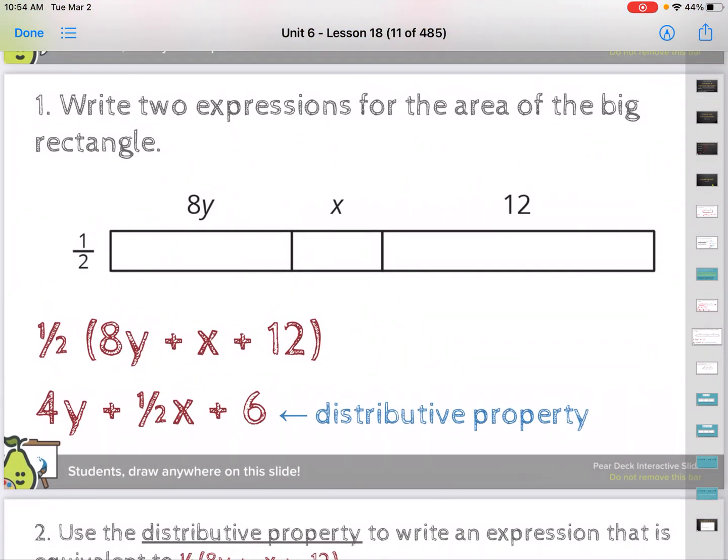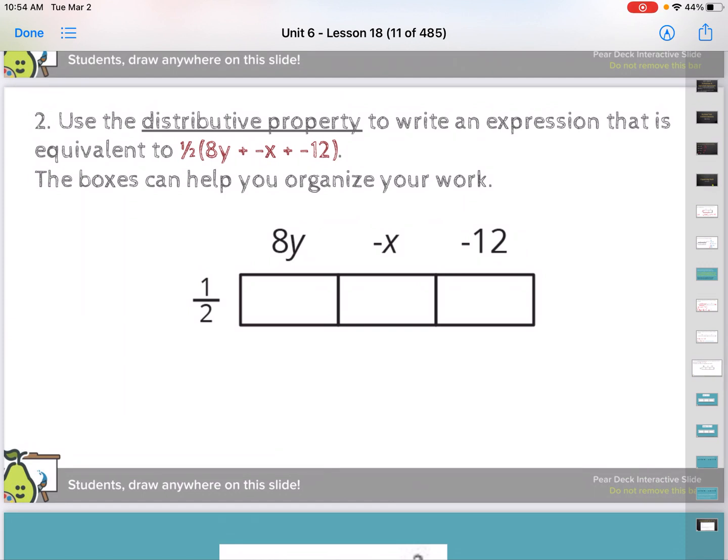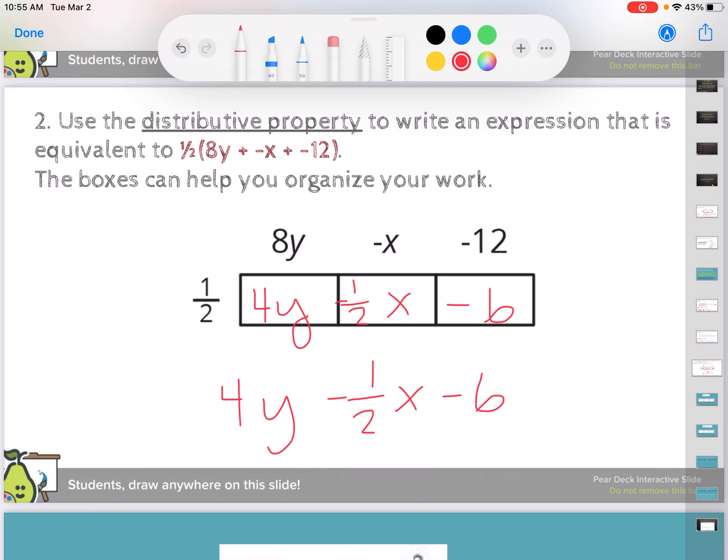So write 2 expressions. I just did it right there. That's where I work. The problem was to begin with. So that's the distributive property, and this is where I've distributed it out, and it's in simplest form. So now use the distributive property to write an expression that is equivalent. Use the boxes to help. So 1/2 times 8 is going to give me 4y. 1/2 times a negative is going to give me a negative 1/2 x, and 1/2 times a negative 12 is going to give me a negative 6. So 4y minus 1/2 x minus 6.